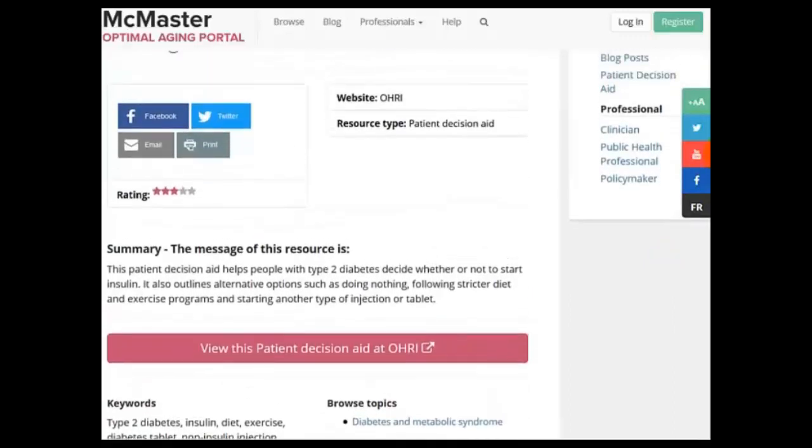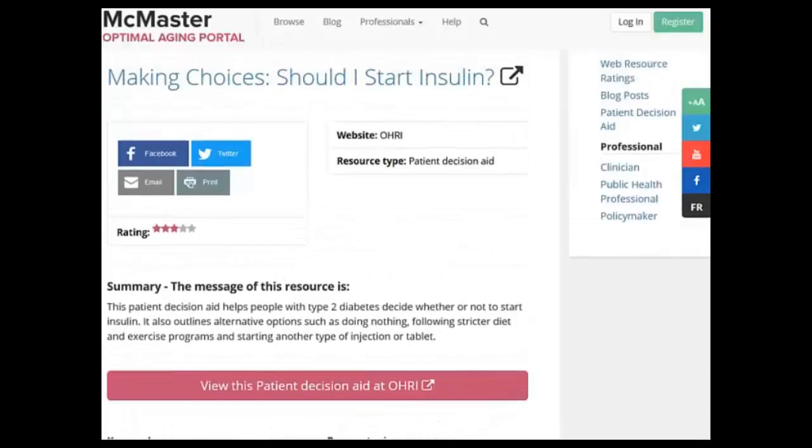When accessing patient decision aids on the portal, a quality rating is provided, a summary of the patient decision aid is provided, and links to the original resource are also provided.